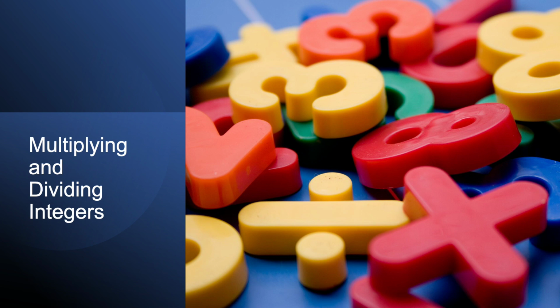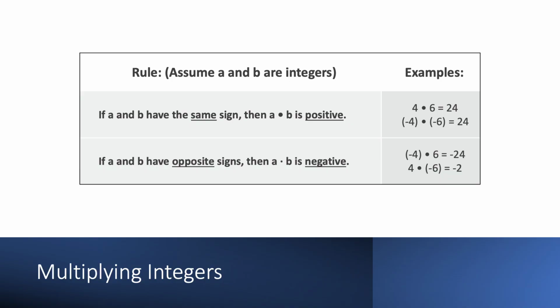Multiplying and dividing integers. First, we're going to look at the rules for multiplying integers. And remember, an integer is a negative or positive whole number.